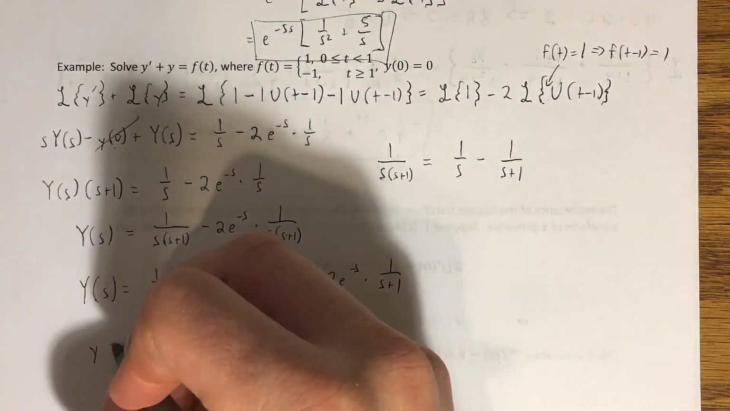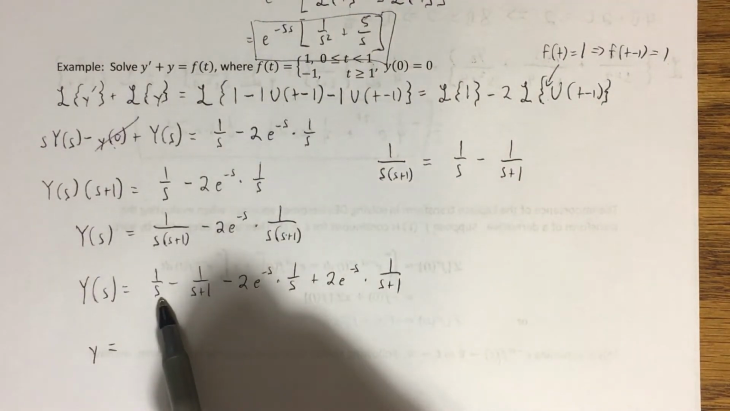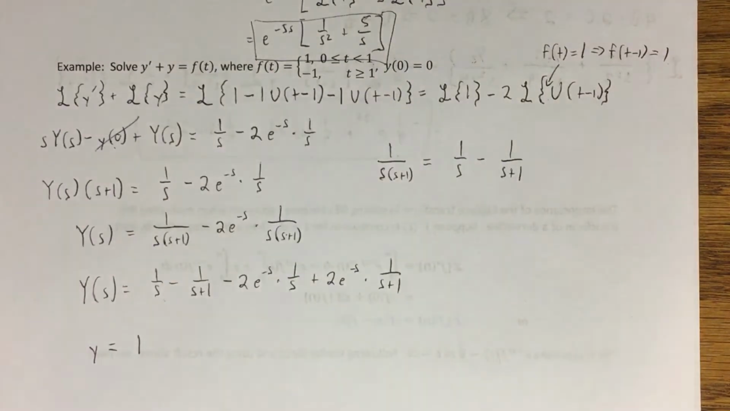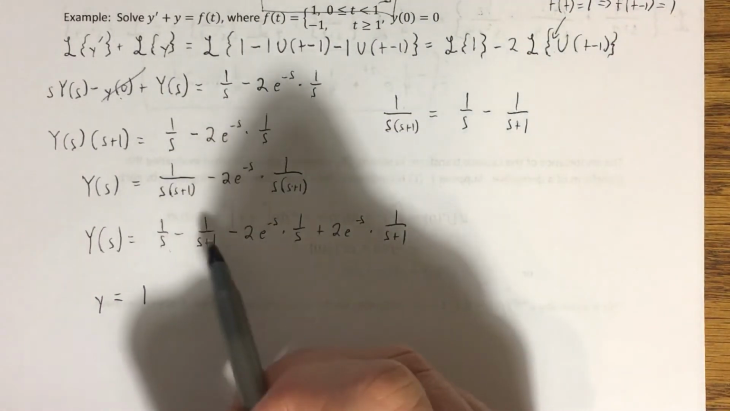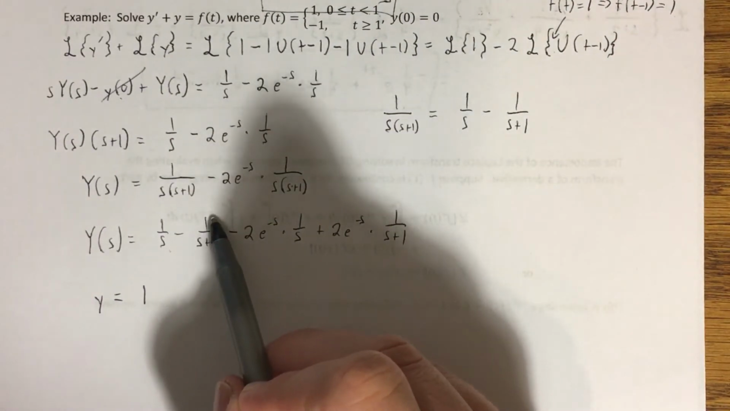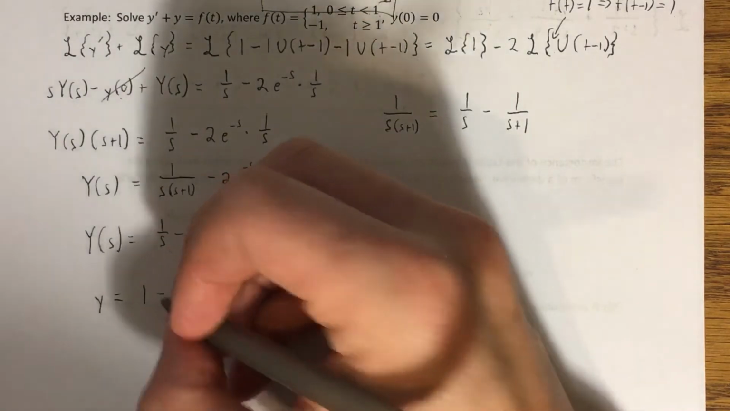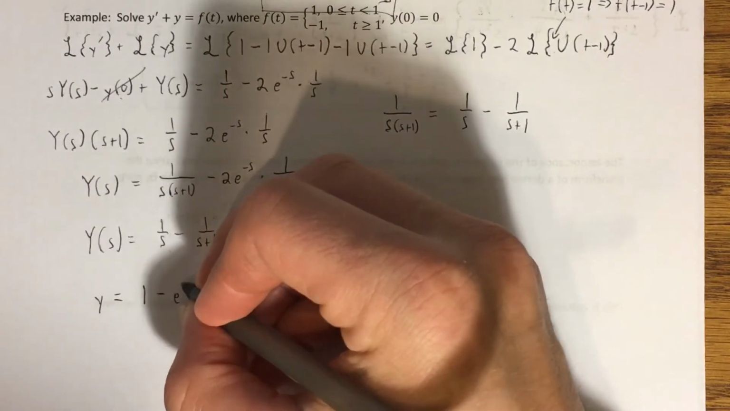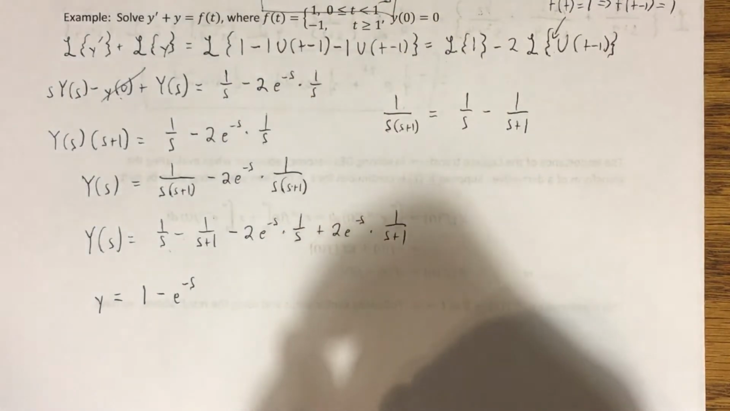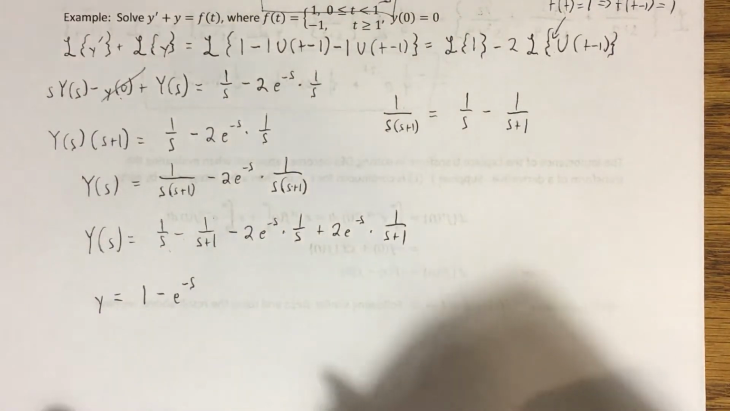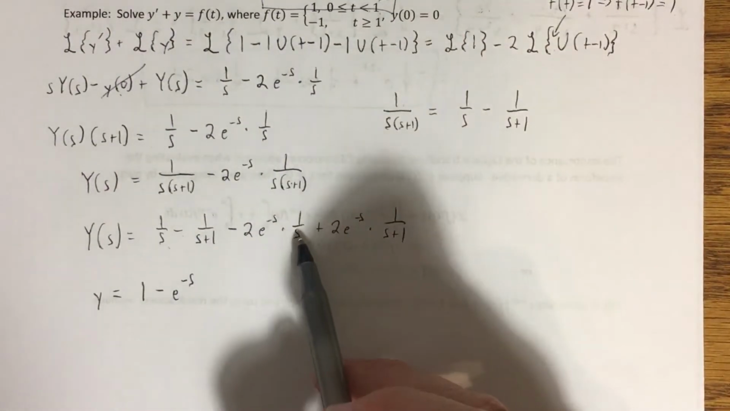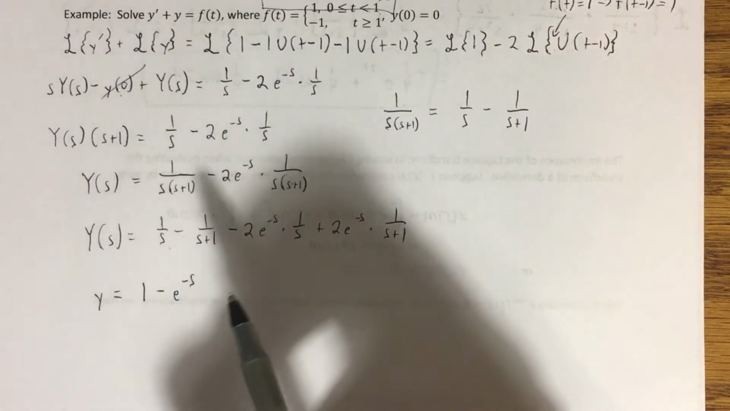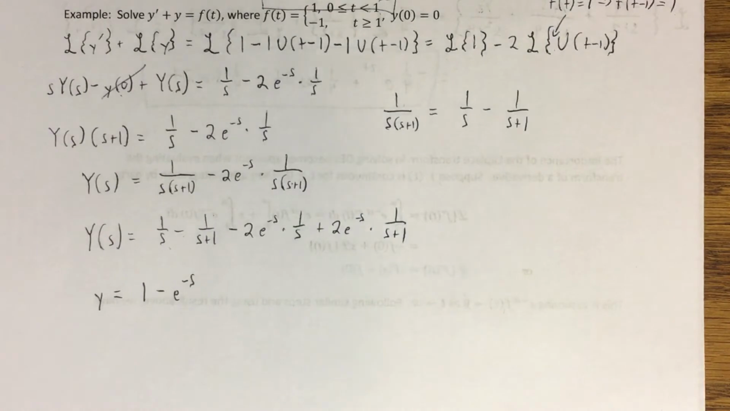So y is equal to, the inverse transform of 1 over s is 1. The inverse transform of negative 1 over s plus 1, again, this is just from the table that we came up with in section 7.1, would equal negative e to the negative t. Okay, now let's take a look at this. So what is this thing here? This thing takes a familiar form. I've got to find my page again.